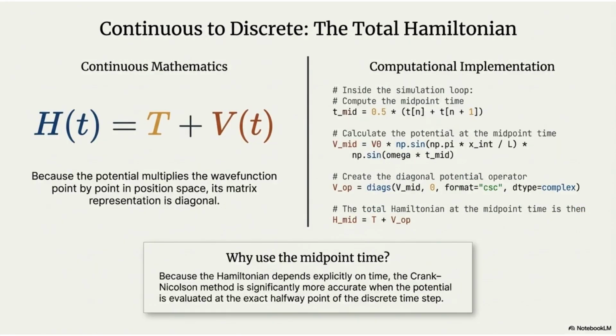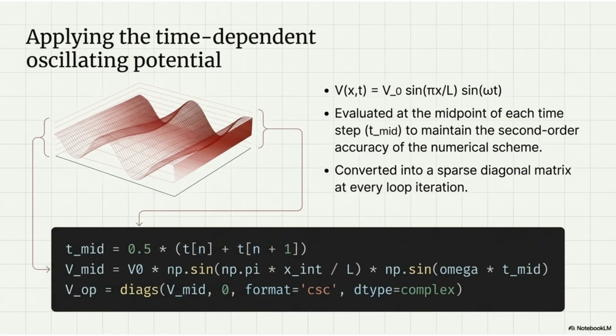The total Hamiltonian is the sum of the kinetic operator T and the diagonal potential operator V. We use the midpoint time for the Crank-Nicolson method because the time-dependent potential requires evaluating the potential at the exact halfway point for better accuracy. The time-dependent oscillating potential is applied.